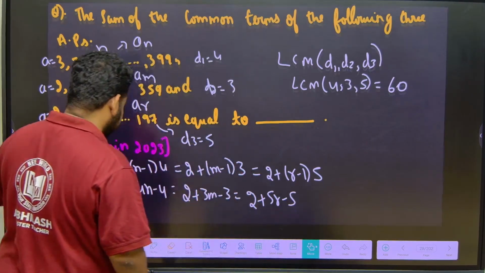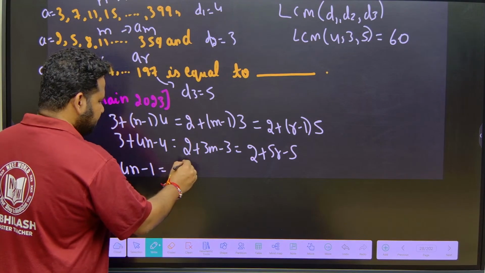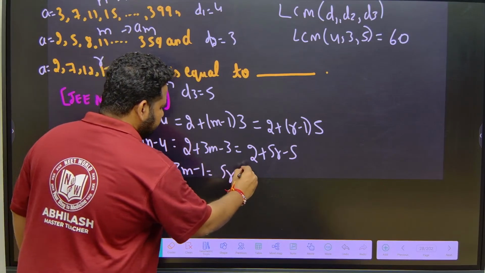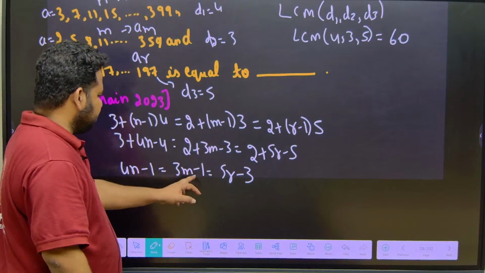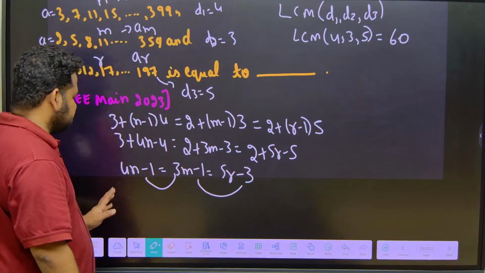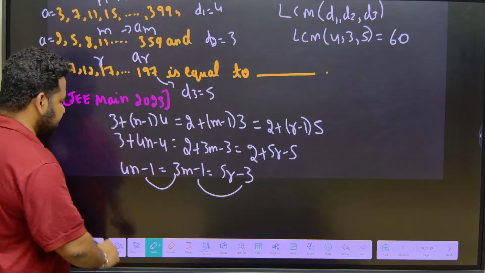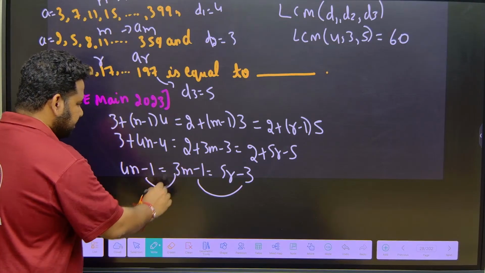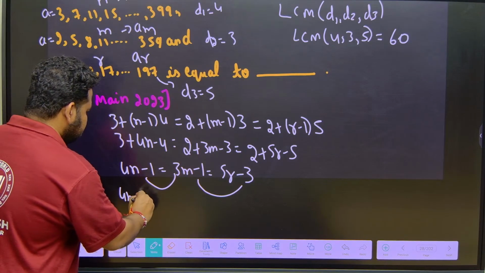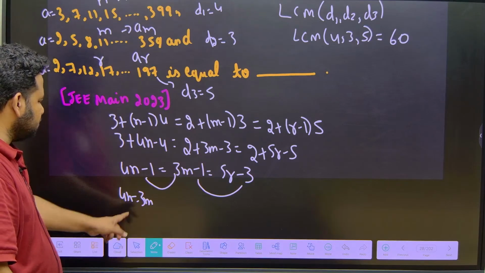Let us further simplify. So this will be 4n minus 1, this will be 3m minus 1, and this will be 5r minus 3. Now I will compare these two, first with m. So 4n minus 1 is equal to 3m minus 1. If I compare, what will I get? 4n is equal to 3m.